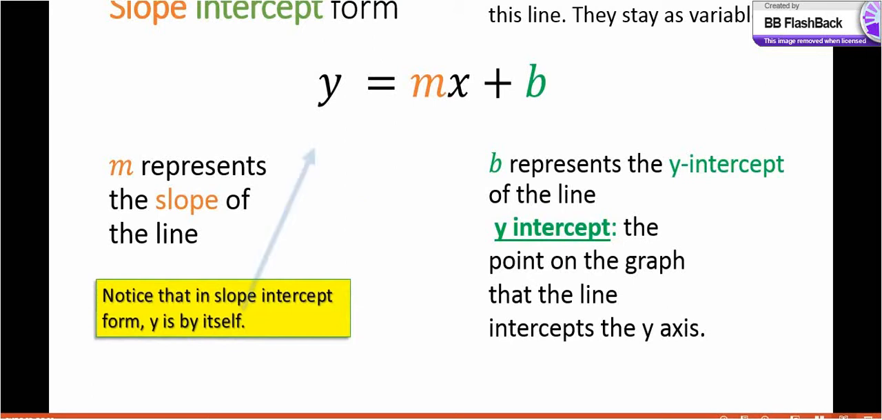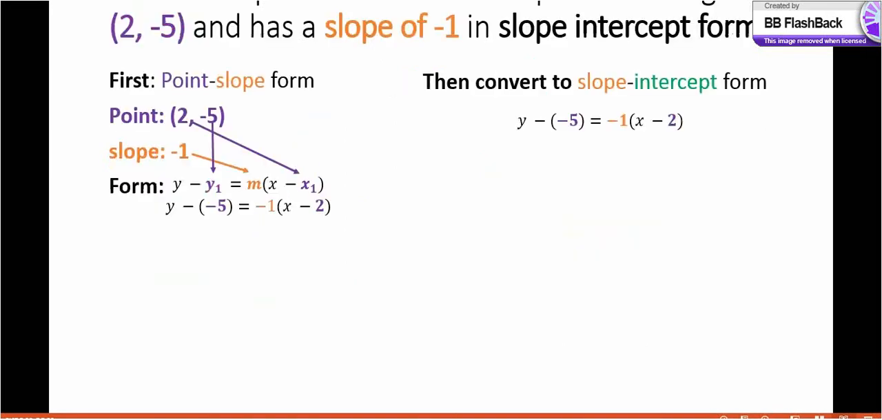Notice that in slope-intercept form, y is by itself. That's our main goal here. When we're converting something to slope-intercept form, we're just trying to get y by itself. So right now, we have y minus -5 equals -1 times (x minus 2). Now, here we have a situation where we are subtracting a negative. We need to simplify that somehow.